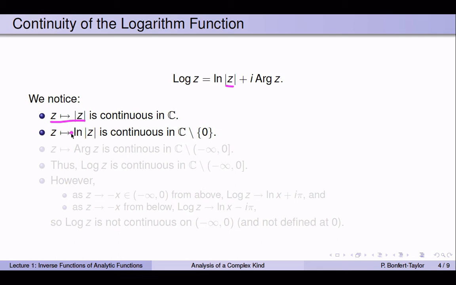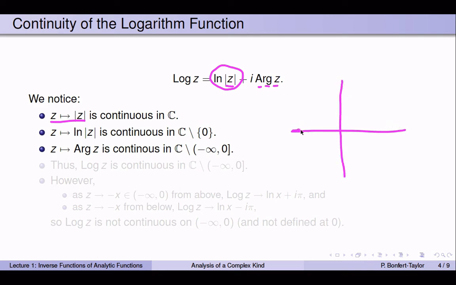The natural logarithm function is a continuous function, and so the composition of these two is a continuous function as long as you stay away from 0, because the natural logarithm of 0 is undefined. So now we know this whole function here is a continuous function. Now let's look at this second part, the argument of z. Well, we studied that already. We noticed it's a continuous function as long as you stay away from the negative real axis.